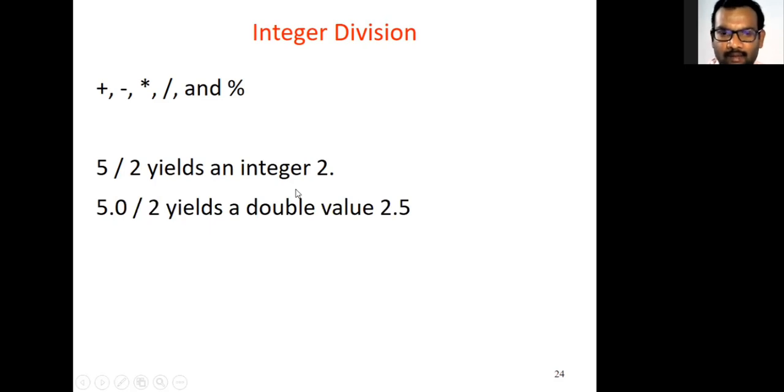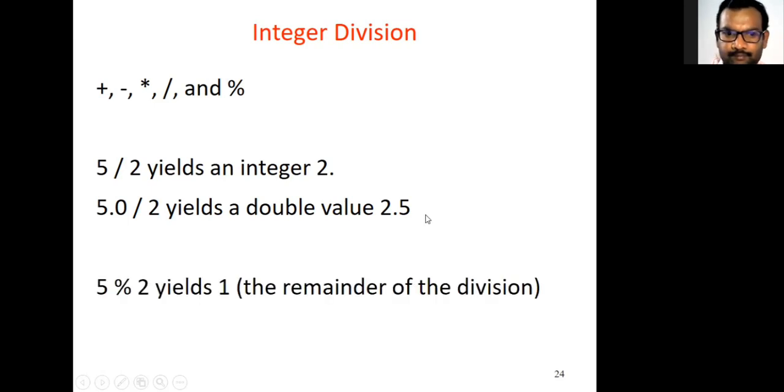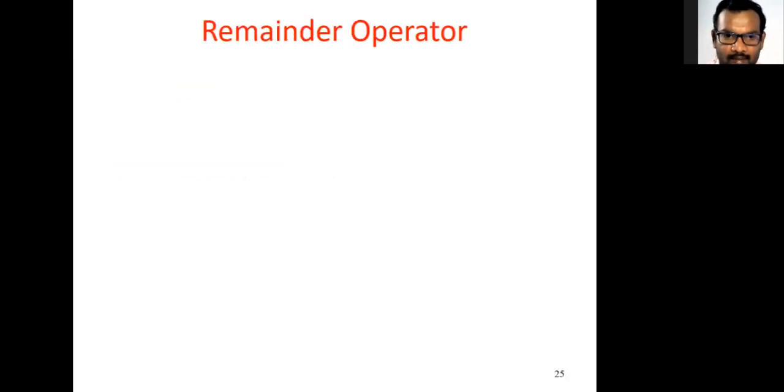If you want to convert that into a decimal value, then one of them should be a decimal value. See that here 5.0, which is a decimal value, divided by the integer value 2 will lead to the double 2.5. So integer divided by integer, the result is an integer itself. Here the double value divided by the integer value, the result is a double value. There is one more operator called the modulus operator. 5 mod 2 will give the remainder, the value 1.